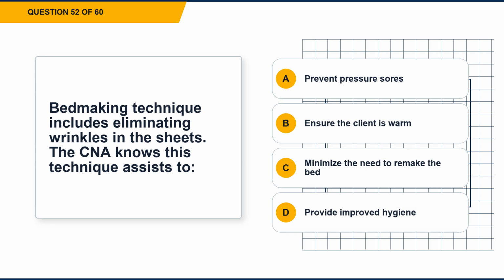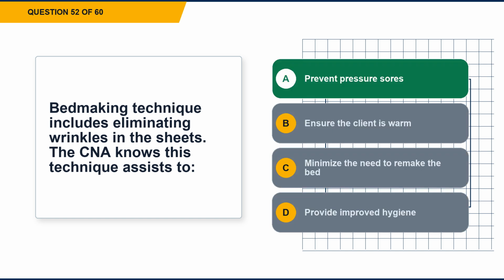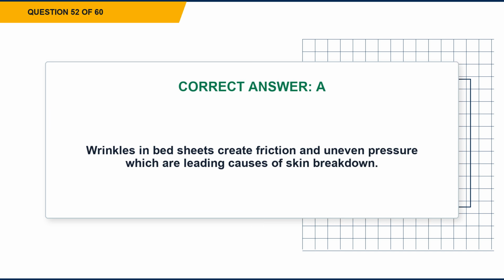Question 52. Bed-making technique includes eliminating wrinkles in the sheets. The CNA knows this technique assists to: Option A, prevent pressure sores. Option B, ensure the client is warm. Option C, minimize the need to remake the bed. Option D, provide improved hygiene. The correct answer is option A, prevent pressure sores. Explanation: Wrinkles in bed sheets create friction and uneven pressure, which are leading causes of skin breakdown.